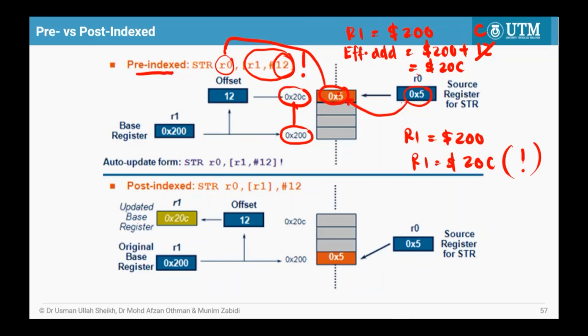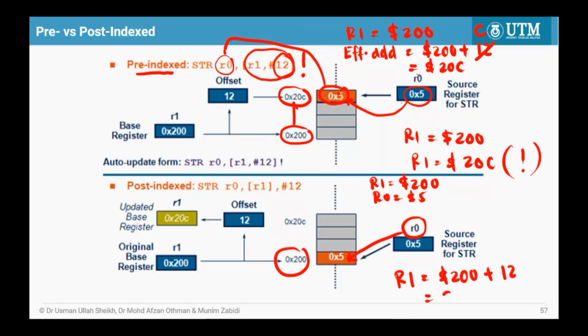For the post-index, suppose you have STR R0, [R1], #12. Again, R1 is 200. R1 points to 200 and the value of R0 is 5. You're going to store this value here. Since this 12 is outside of the bracket, what happened here is, you go to this address 200 and store the value from R0 to this location, 200. And then your R1 will have a new value, which is offset by 12. So your R1 now will point to this address 200C. That is for the post-index.